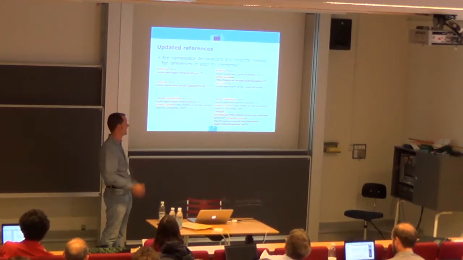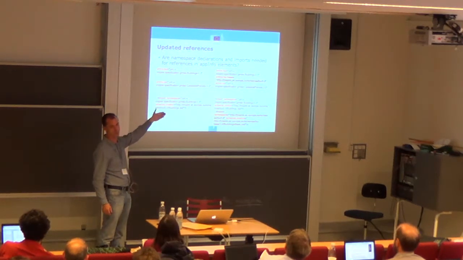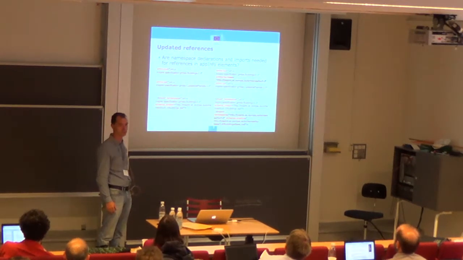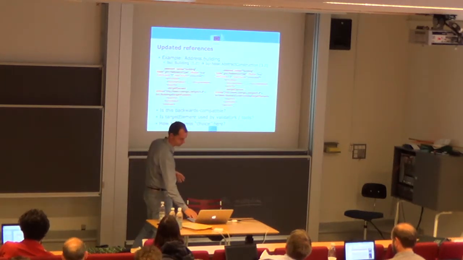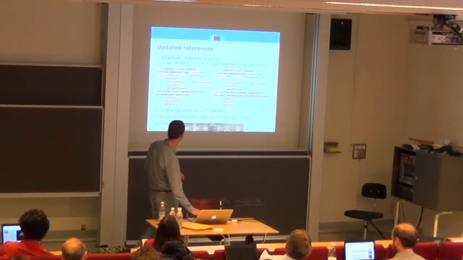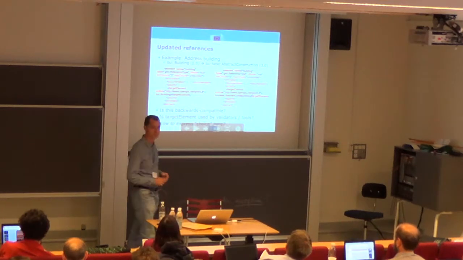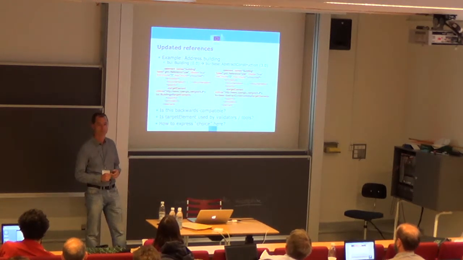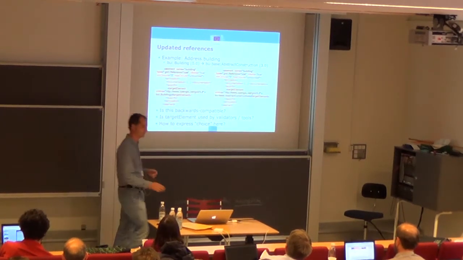I would just simply add the new namespaces, and we'll keep the old ones there, and then we just need to find a way in how to implement the choice here, basically. Right? Okay.